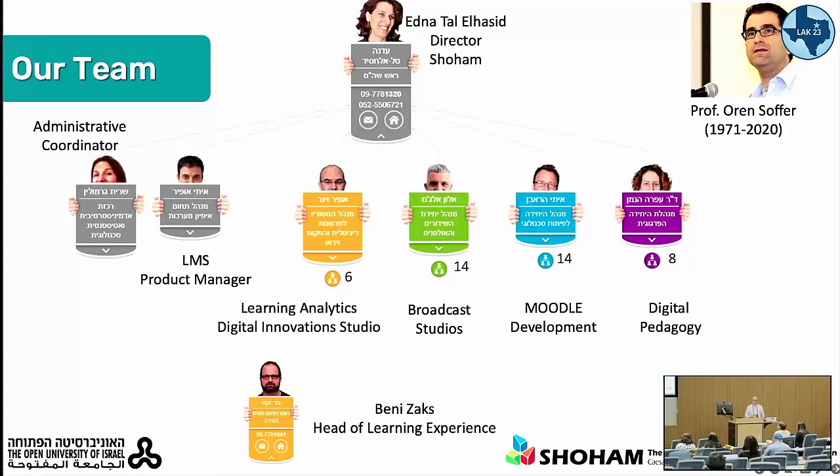This is our team. It's a huge educational technology team back home, and we were fortunate to have a dean of educational technology who supported us and gave us all the budget and political guidance to raise this effort on. But he was ill and died not so long ago.